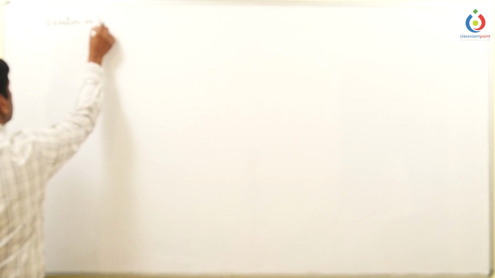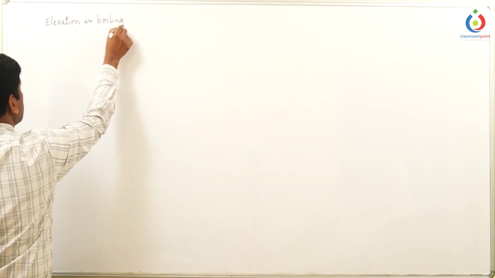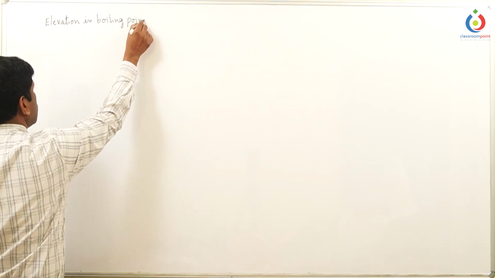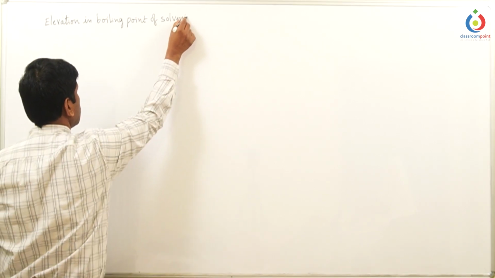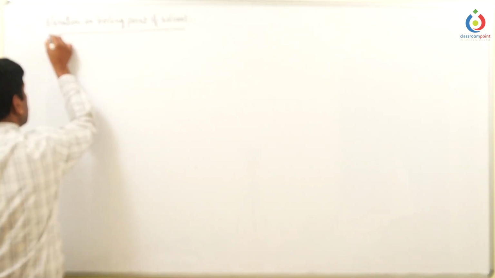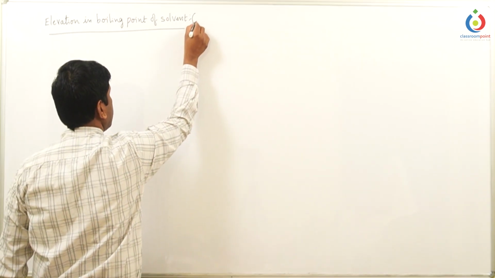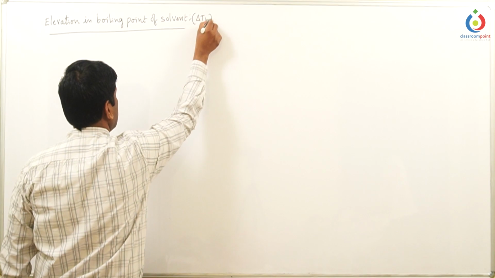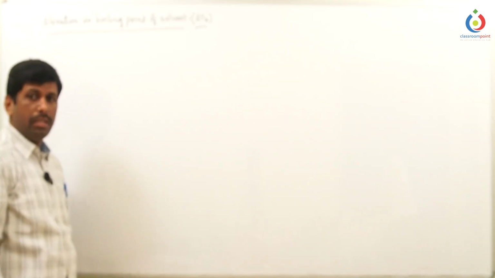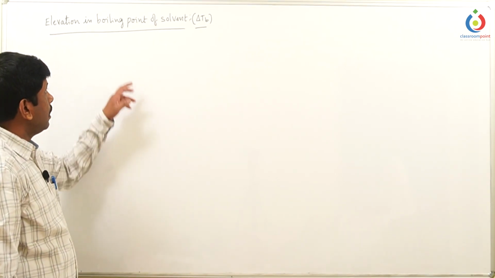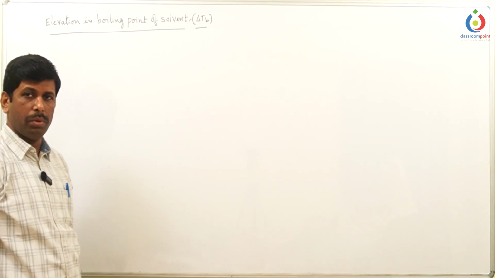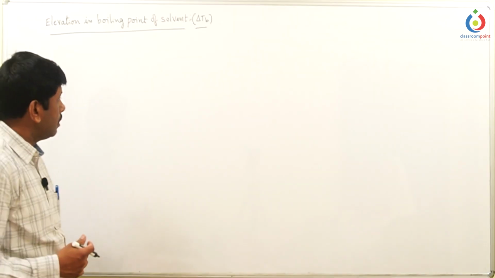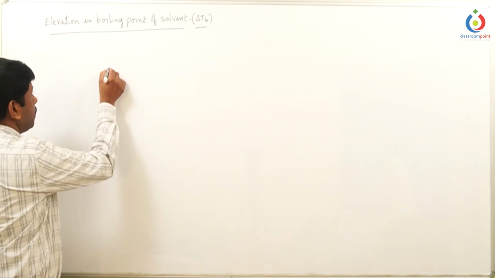Elevation in boiling point of solvent. It is denoted by delta TB. So let us see how the boiling point of a solvent and a solution or a compound will be defined.